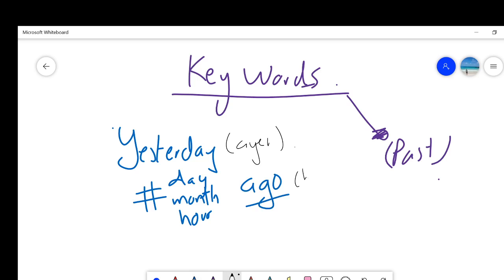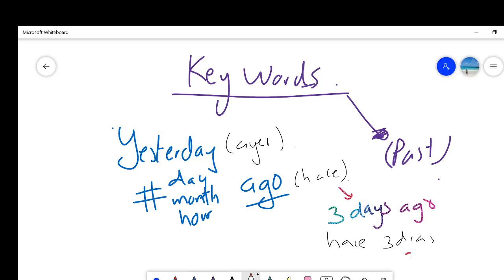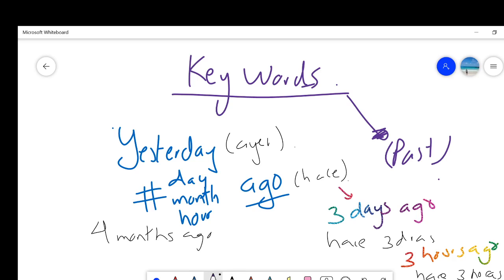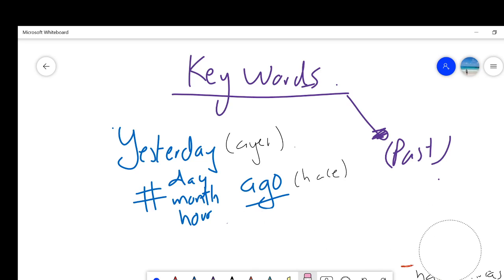Ago means hace. Yes. So for example, if I tell you, si yo te digo 3 days ago, significaría hace 3 días. If I tell you 3 hours ago, it means hace 3 horas. Yes. And if I tell you 4 months ago, significaría hace 4 meses. Yeah, sorry. So that involves past. Eso involucra pasado. Okay. So please make your notes, hagan sus notas. Those ones are going to be some of the keywords that we're going to be using. Okay, son algunas de las palabras claves que vamos a estar utilizando.